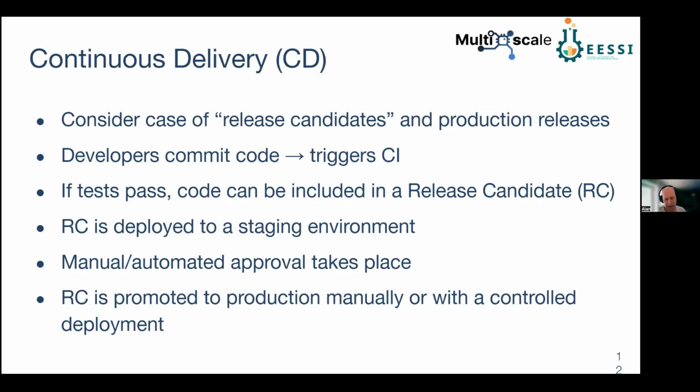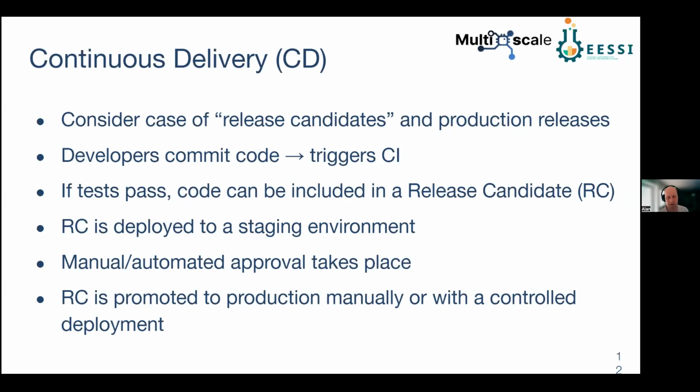We have release candidates where we have something that we think is a good candidate for a production release. That might go through extensive testing, including things like scalability, performance, and things like that as well, before we say that that's a production release, right? We make a production release of that. So we still have this case where developers commit code and that triggers CI. And then if those tests pass, then that code could be included in a release candidate. It's eligible for that. And then the release candidate is deployed somehow to a staging environment so we can actually test it out further.